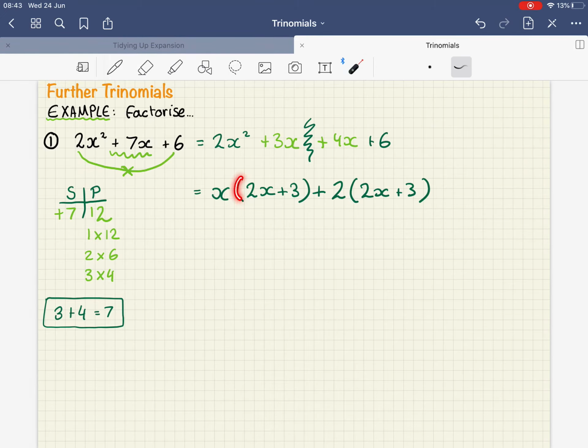And again, remember, when my brackets are the exact same, that shows that I am on the right path to the final answer. And then one of my brackets is going to be this x plus 2. And my other bracket will be this 2x plus 3.